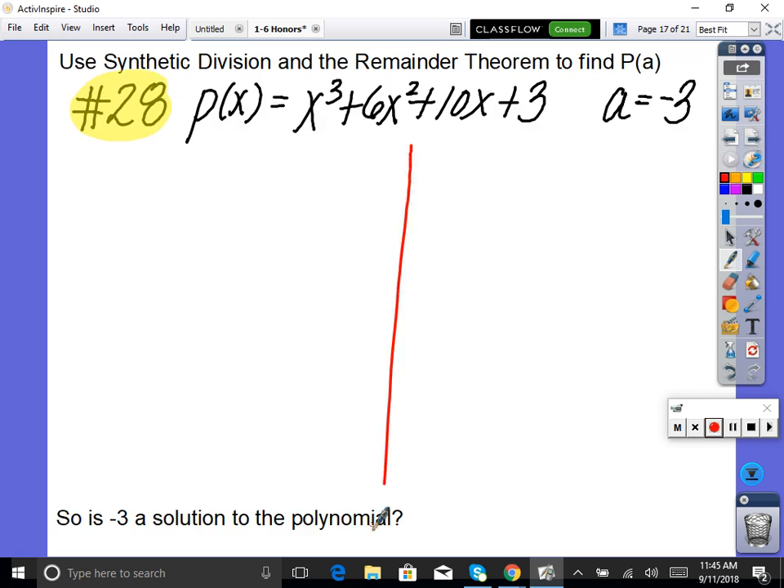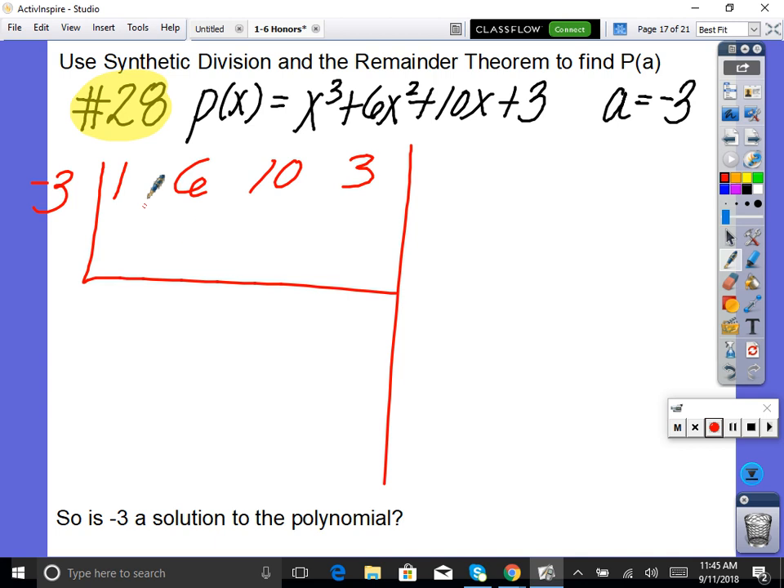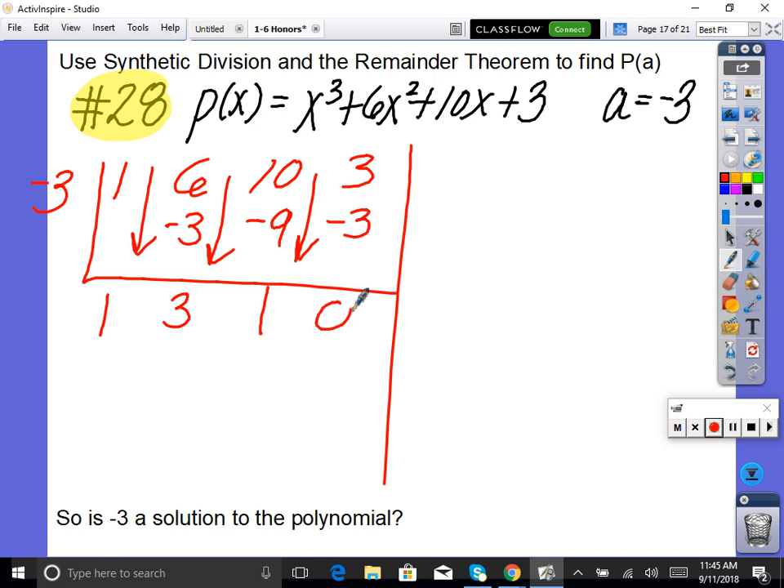Let's do one more like that. Use synthetic division and the remainder theorem. In this one, I get a remainder of 0. So if I plug in negative 3, I should be at 0. Based on the instructions, you would need to do both.